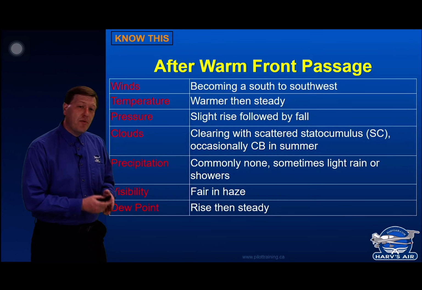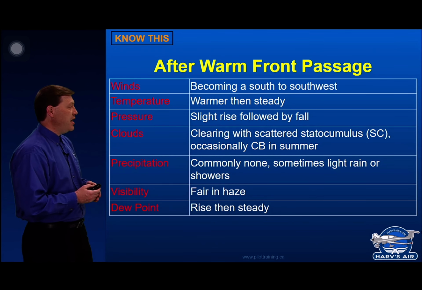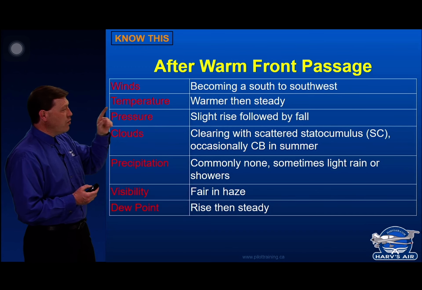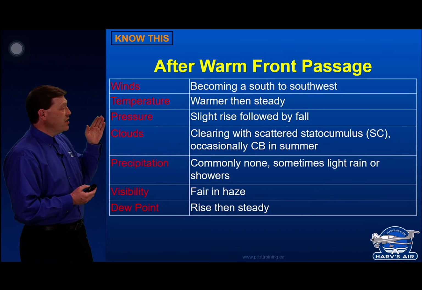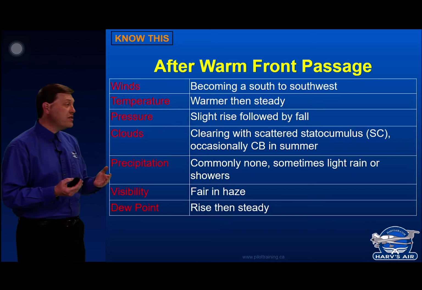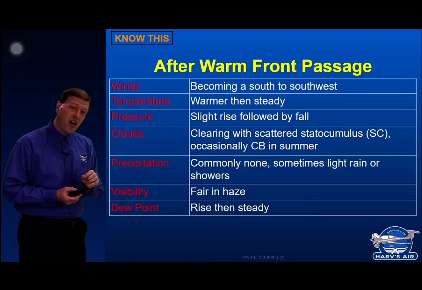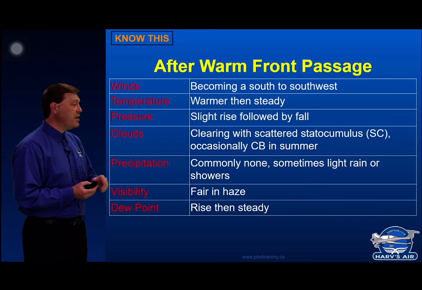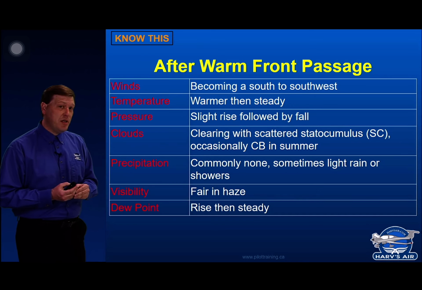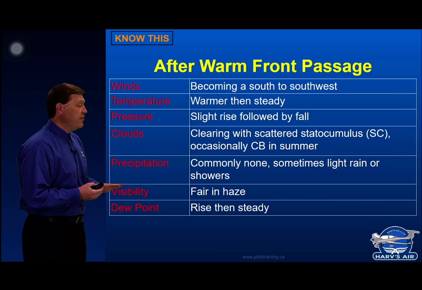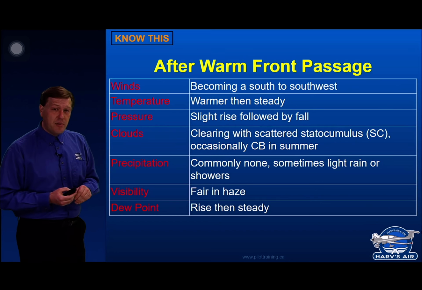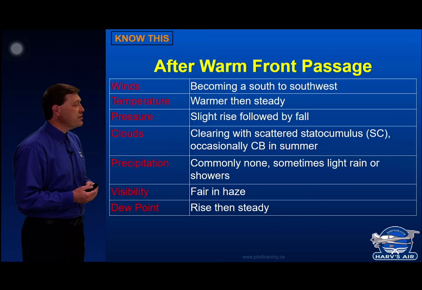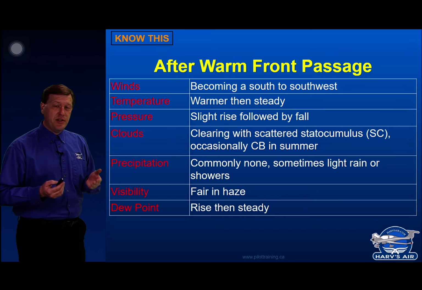Now, after the warm front has passed, what's going to happen? Winds will become south to southwest. Temperature will be warmer, then steady. Pressure, slight rise, followed by a little bit of a fall maybe. Clearing, precipitation, commonly none. Maybe there'll still be a little bit of light rain hanging around. Visibility, that's going to be a little bit hazy because now we're in the warm air mass side, and then the dew point is going to rise but be steady.